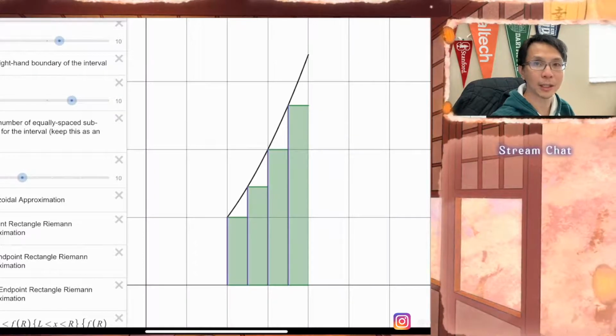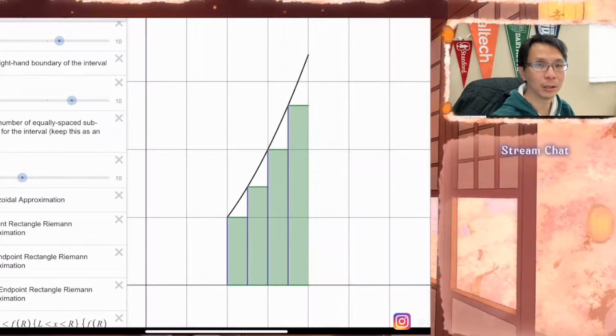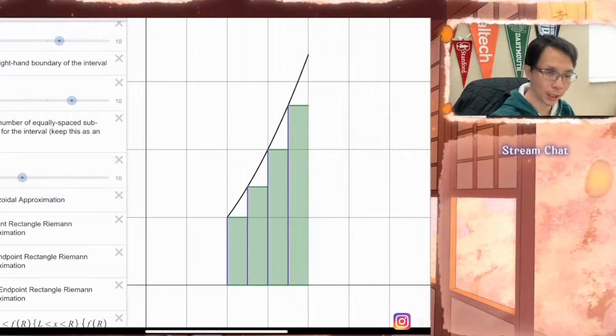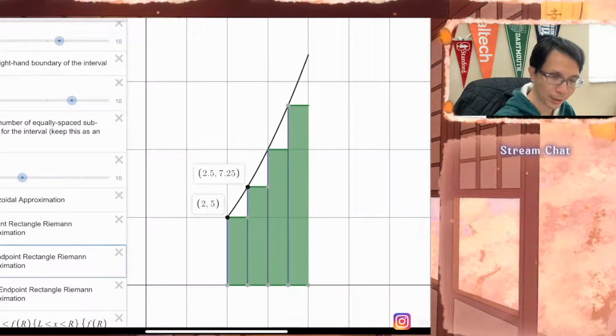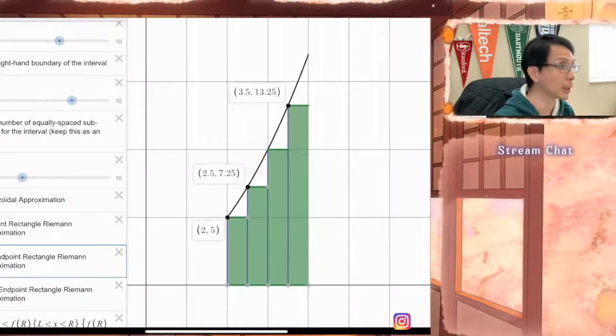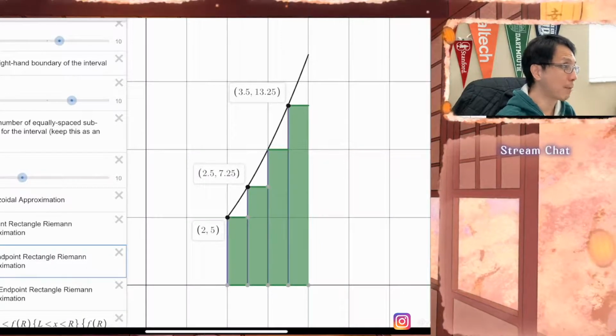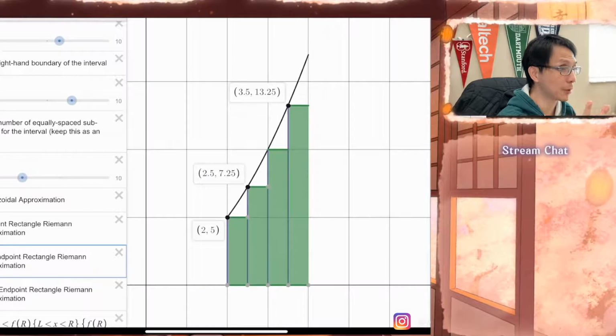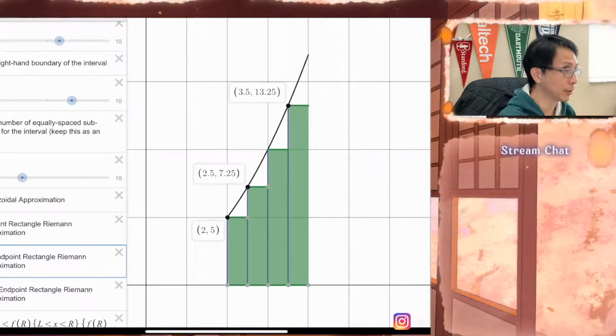I don't use this value 17 at all. I use this value here, and I use this value. Do you realize I did not use 17? Because there were 5 points, I can only use 4 to determine those heights. Are we okay?